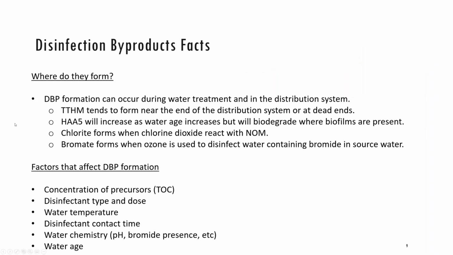So where do these DBPs form? They can form during water treatment and can also form in the distribution system post-treatment. If sufficient total organic carbon is not removed from the source water, disinfectants can react with TOC during treatment to form DBPs. Chlorine disinfectants also form disinfectant residuals, which is a low level of usually chlorine remaining in the water after initial disinfection at the water treatment plant.